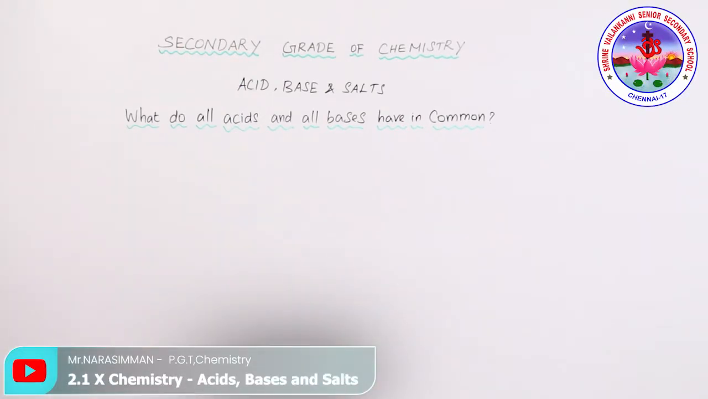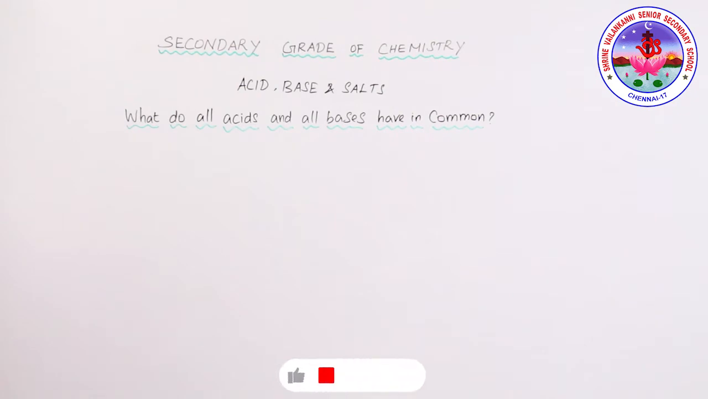Now see this video. What do all acids and all bases have in common? We are going to discuss this. We have already seen in the previous topic that acids have similar chemical properties. What leads to the similarity in properties? We have already seen reactions like acid generating hydrogen gas on reacting with metals. So hydrogen seems to be common to all acids.